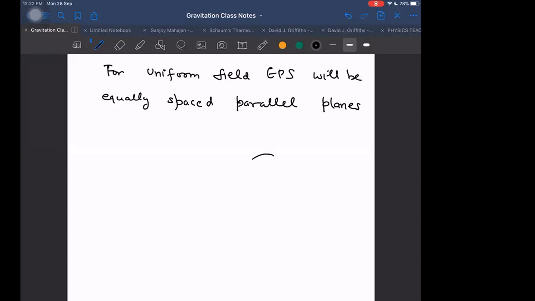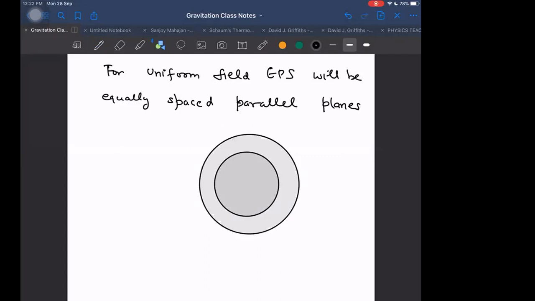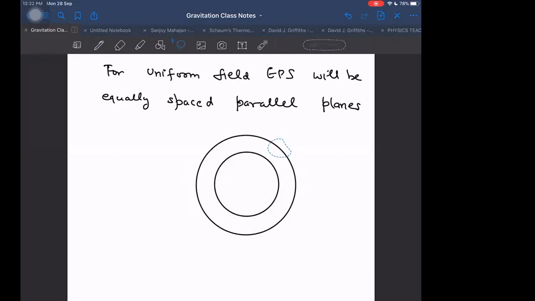How do I know it cannot be spherical planes? It has to be parallel planes. What is going wrong if I take spherical planes? Let us say I am taking a spherical plane. I know that field lines will always be perpendicular to the equipotential surface. This is not a field line, because it has to be 90 degrees to the surface. So I have to go radially outwards or inwards. It has to be radial.